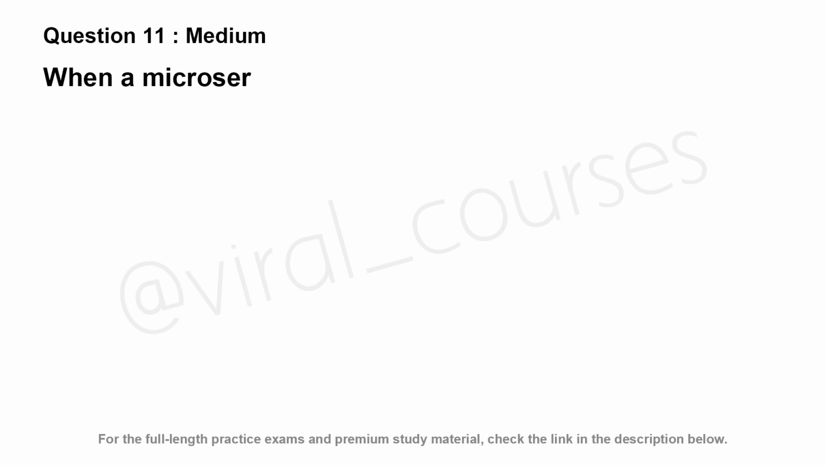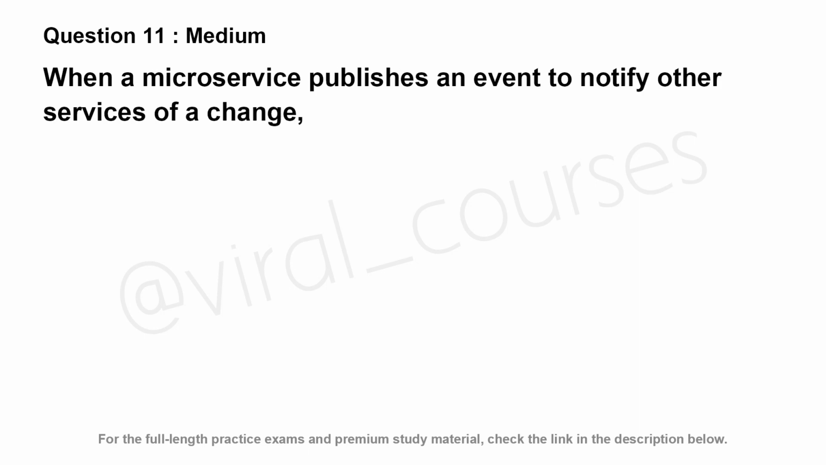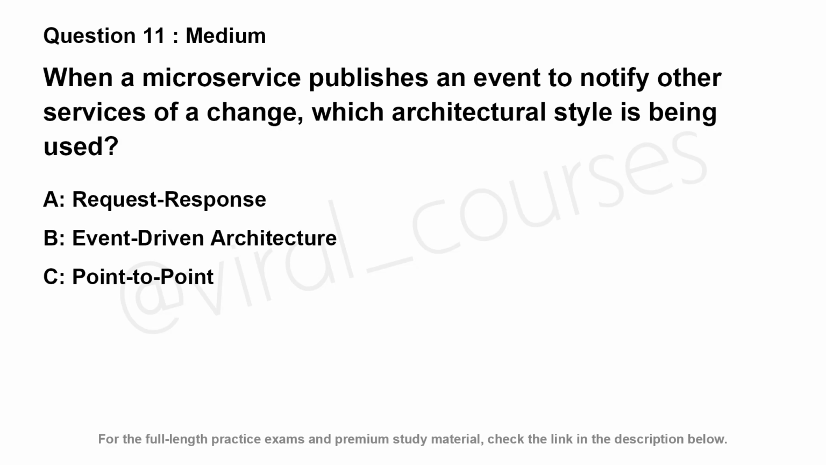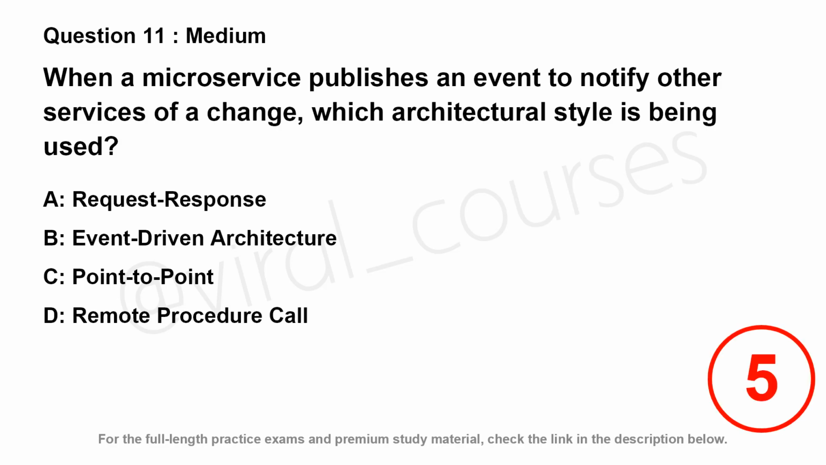When a microservice publishes an event to notify other services of a change, which architectural style is being used? Option A. Request response. Option B. Event-driven architecture. Option C. Point-to-point. Option D. Remote procedure call.